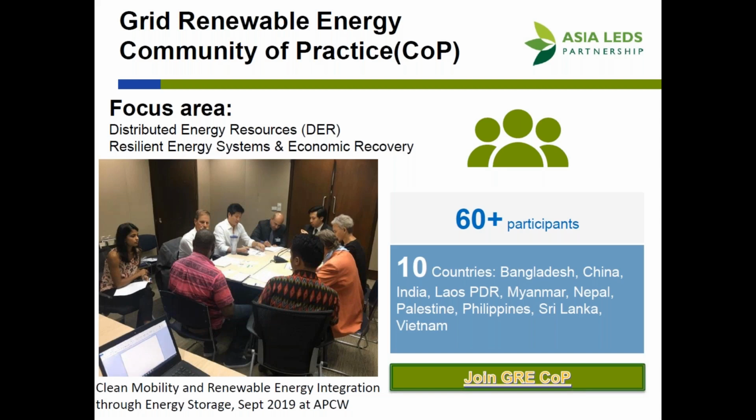Through this COP, members get access to tools, resources. Developing countries also get free of cost technical assistance. We do organize online sessions, training workshops as part of the COP. This year's priority topics are distributed energy resources and resilient energy systems and economic recovery. This is the second DER session in this year. Previously, we organized one in Feb. Going forward, we will have sessions on resilient energy systems and economic recovery later in the year, in the coming months. So overall, the COP has 60 plus members from 10 countries.